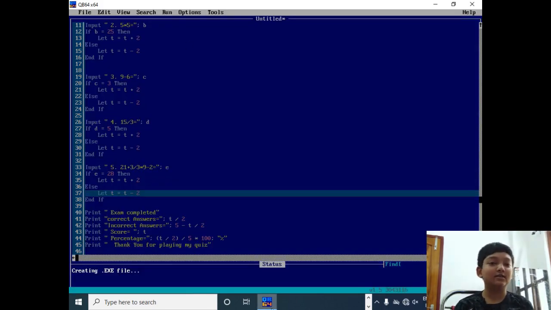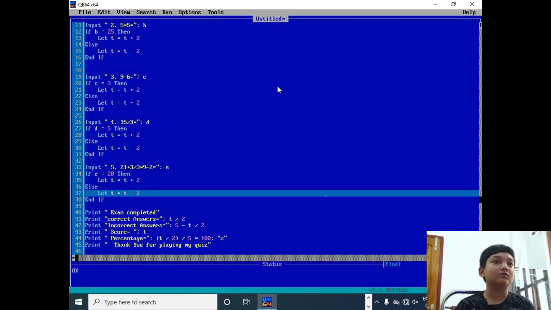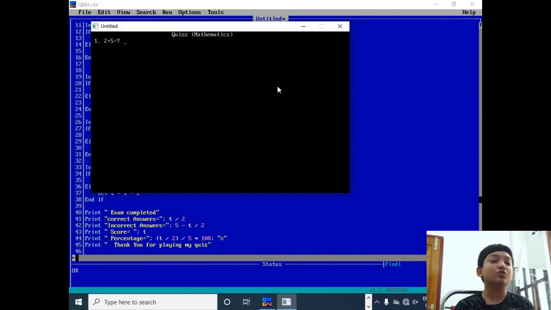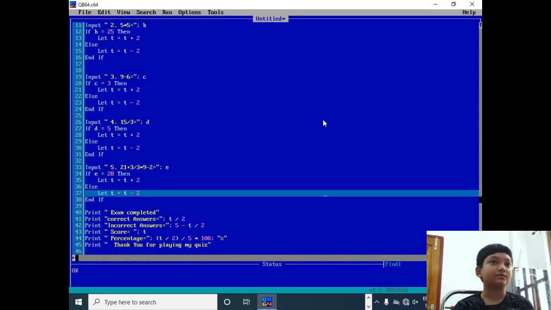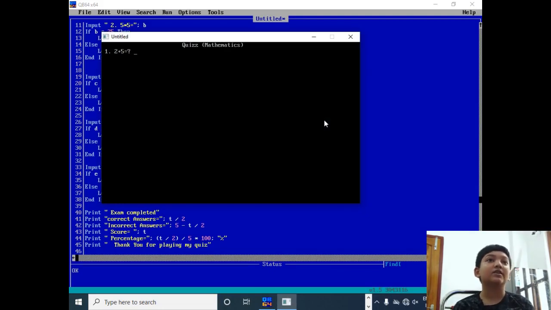Now let's run it again. 5 plus 2, which is 7. Now 25, then 3, then 5, then 28. 100% is my score, and my total score is 10, and there is no negative marking here. But if I do something wrong, suppose 5 plus 2 is 7, 5 multiplied by 2 is 20, wrong. Then 9 minus 3, 9 minus 6 is 3, 5, and then this is 28.